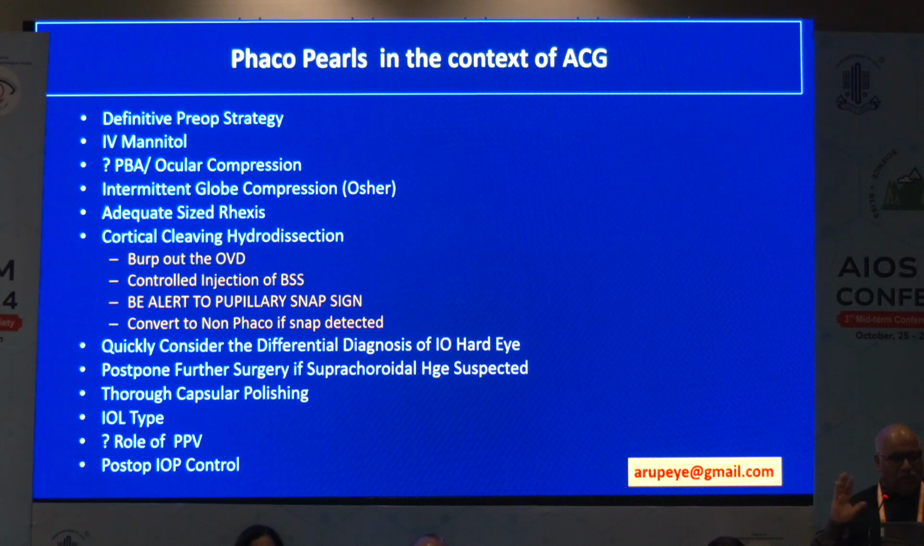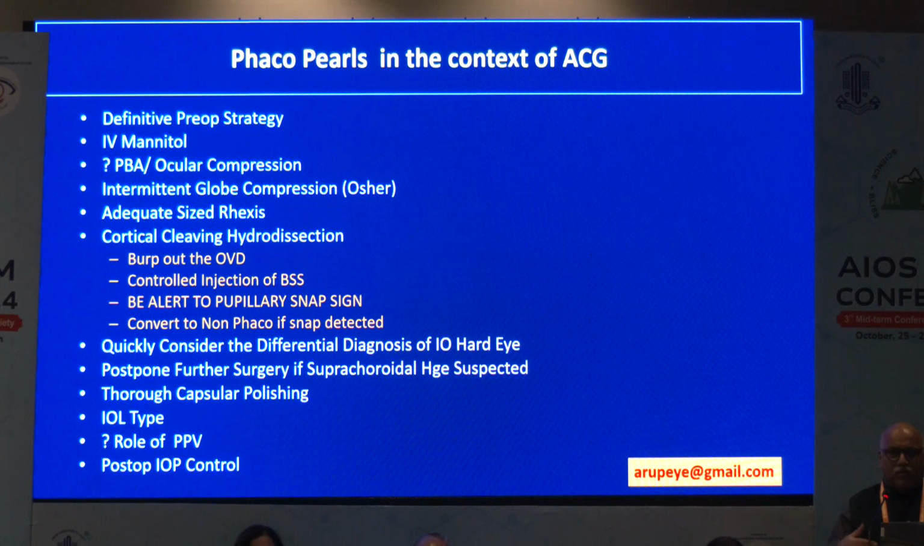Today I use it routinely for all angle closure glaucoma. Peribulbar anesthesia, no longer topical. Intermittent globe compression as advised by Osher, but I use a digital massage. Adequate size rexis. Cortical cleaving hydrodissection is important, not in this case, but when it is a nuclear cataract, most of this case is a hard cataract.